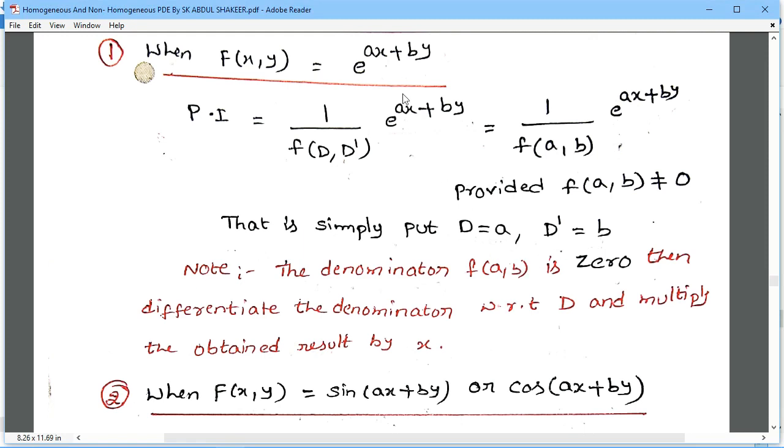Don't forget, in case 1, we just have to put d equal to a and d dash equal to b, where a, b are the coefficients of x, y in the given exponential function, which is on the right hand side of the given equation.